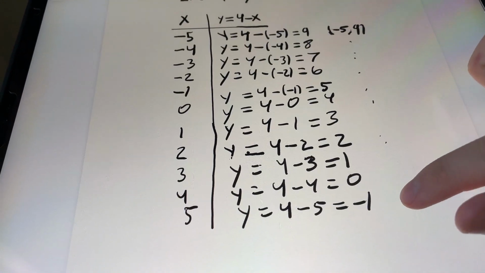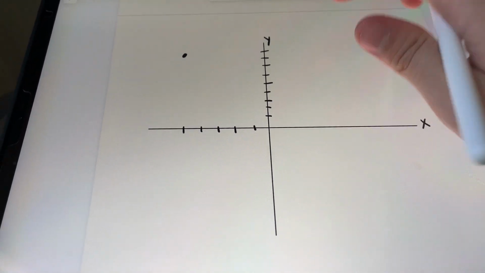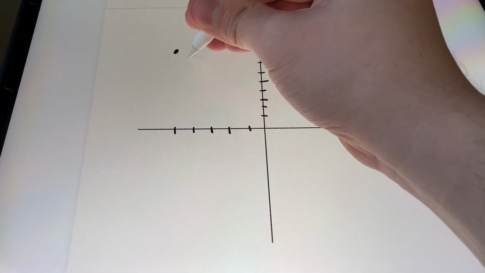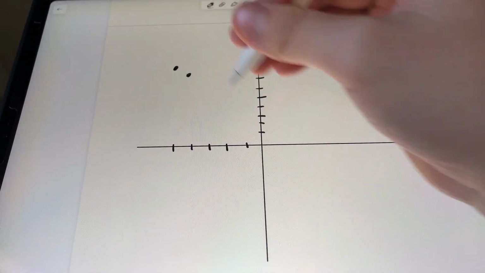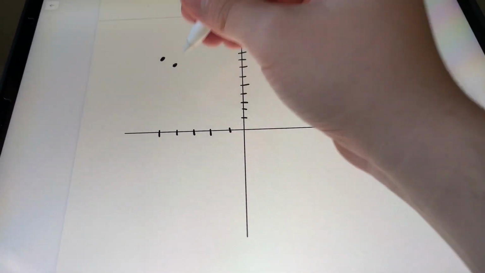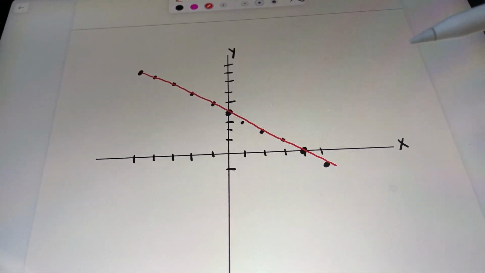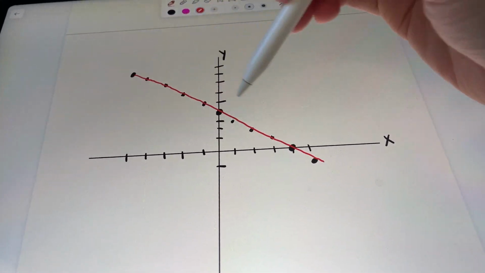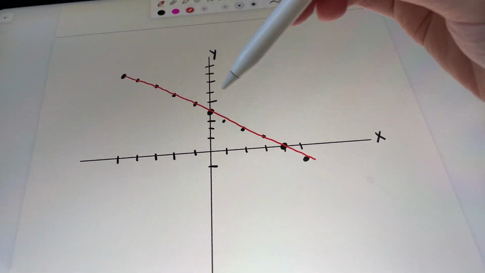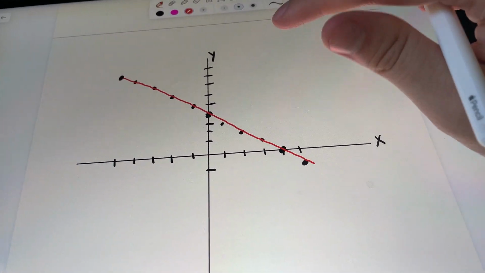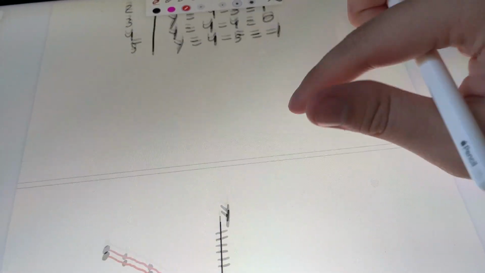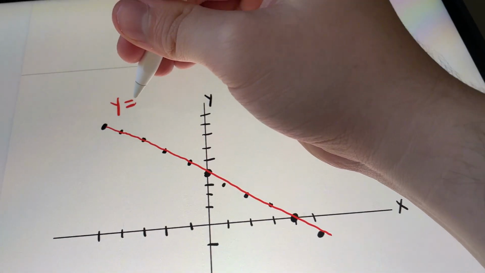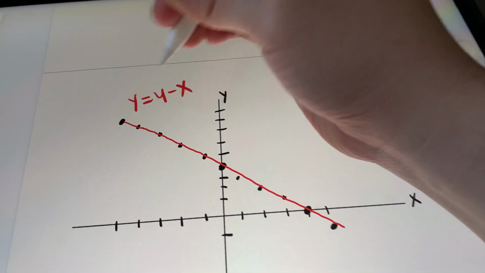And then next is -4, 8. So it's not too hard. You just go down. And then you just continue and it'll be like a line. Alright, so this is what it looks like. Sorry, it's not the best drawing, but you can see we have a negative linear graph here. So this is y is equal to 4 minus x.